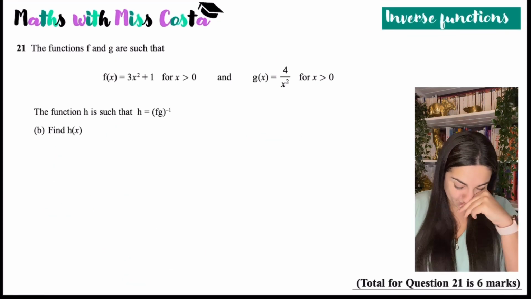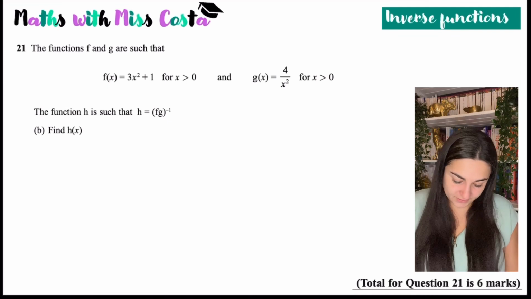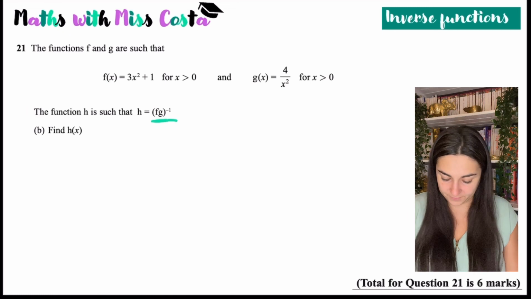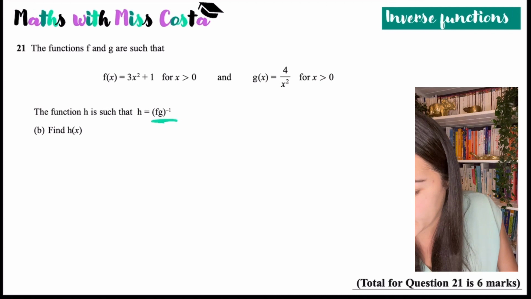And next we've got inverse functions. So, okay, so the function h is such that f of g of -1. Okay, so let's first of all work out what f of g of x would be.